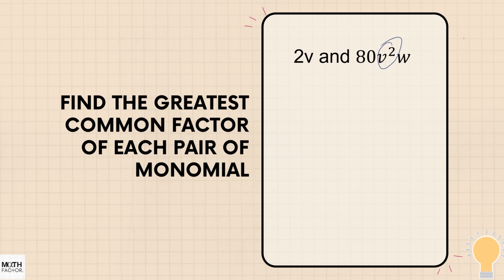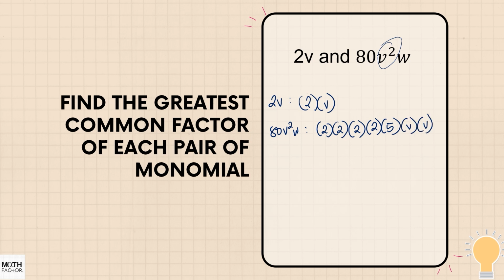Let us start with 2v. The prime factors of 2v are 2 and v. For 80v squared w, we have 2 times 2 times 2 times 2 times 5. And we have 2 v's here, so that is v times v and then w. Right, then let us identify the common factors. And the common factors are 2 and v. Therefore, the GCF is 2v.